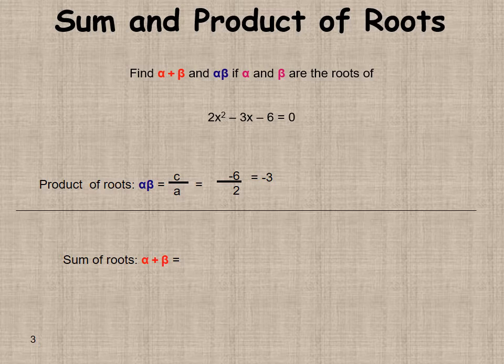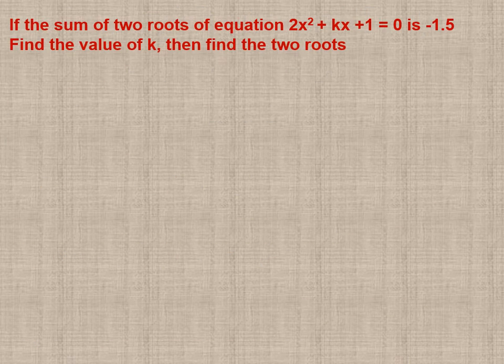How to find the sum? It will be negative b over a. That means negative negative 3 over 2, which is 3 over 2. Now, the sum of the two roots of the equation 2x squared plus kx plus 1 equals 0 is negative 3 over 2, or negative 1.5.